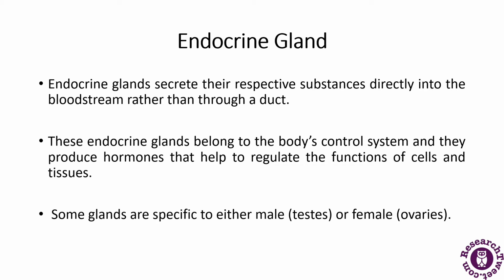Now, there are some glands that are very specific to the males as well as to the females. In the case of males, there are the testes, and in the case of females, there are the ovaries. So these glands are very specific. Suppose the endocrine gland is not healthy, then some problems might develop, which may be during puberty, getting pregnant, or managing stress.